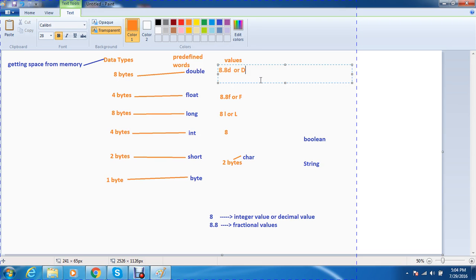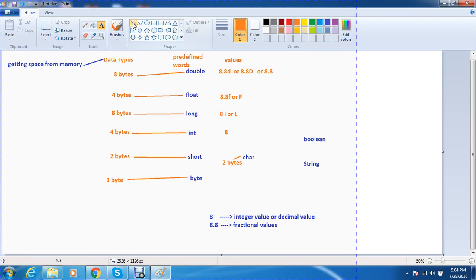8.8D, with a small d or capital D, is called a double value. Otherwise, just a fraction. If you write 8.8D with a small d or capital D, it is a double value only. 8.8 is also treated as a double value. Okay, observe here. What is an int value? An integer or decimal value is called an int value in a Java program.